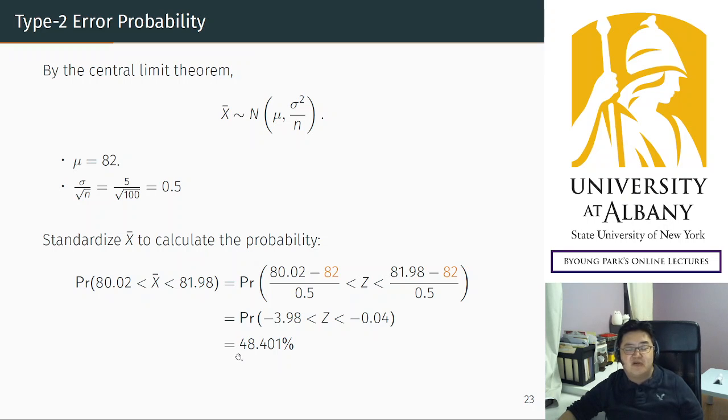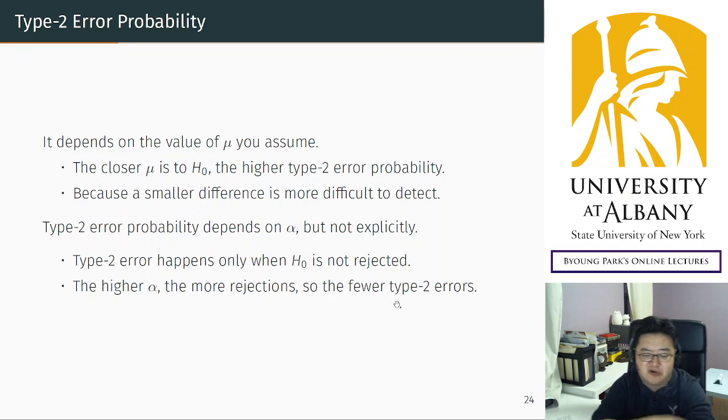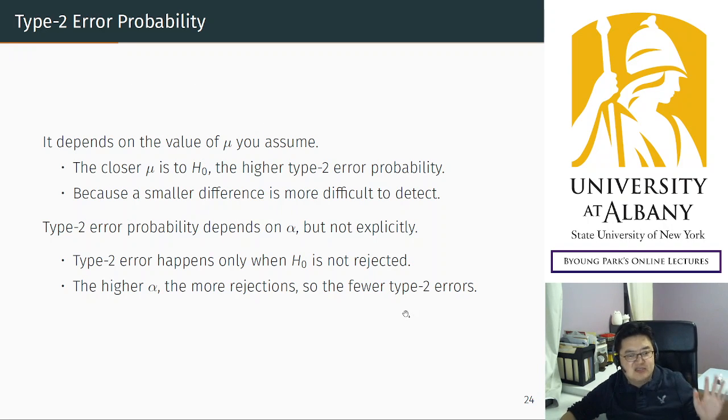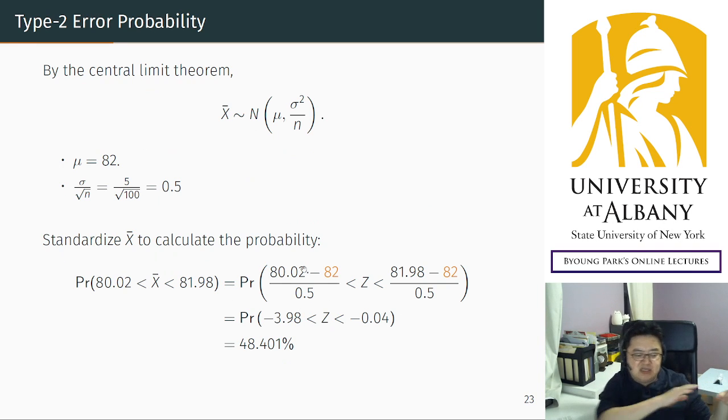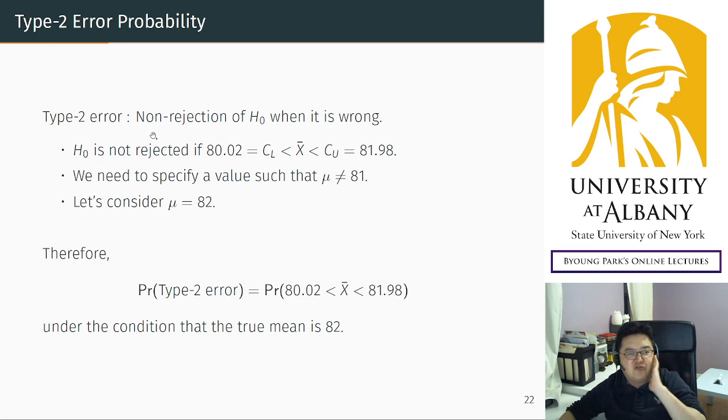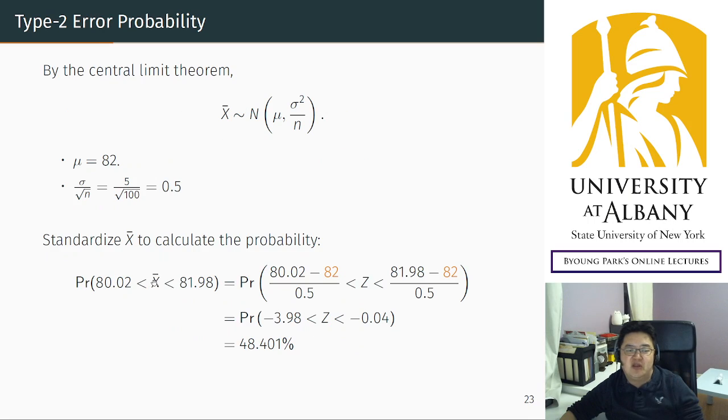So there is a very high probability of not rejecting the null hypothesis, right? 48% may be higher than what you imagined. What you can learn here, so that the algebra uses some basic techniques we learned earlier, and what's important here is you have to remember this definition. Think about what a type 2 error is. If you know it happens when you do not reject, then that's the clue to calculate the probability.